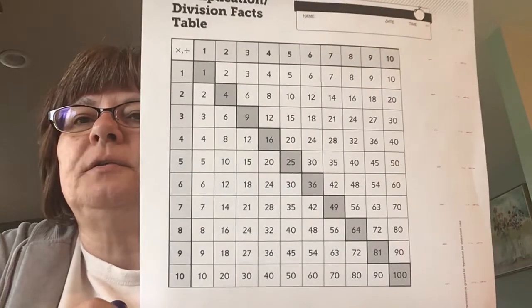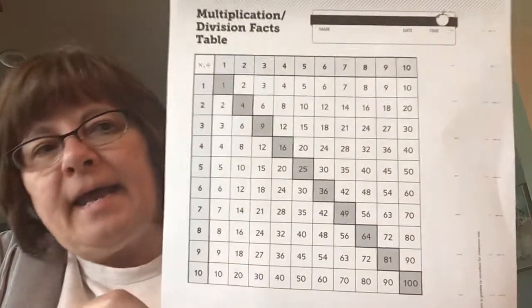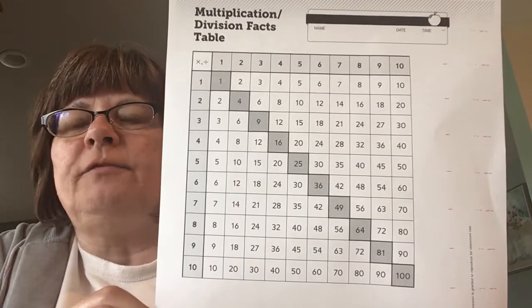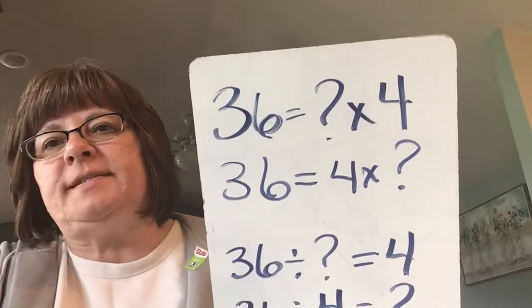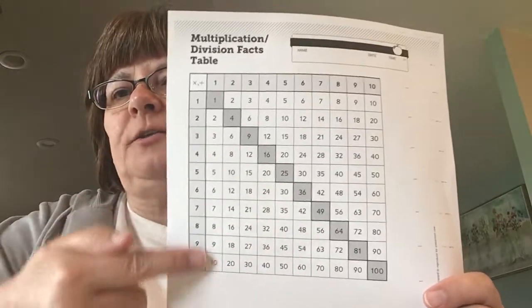Now another thing that can help you is something I always tell you not to use, but in this case we're going to look up factors. So if I had the answer of 36, for example, like we just did, and I wanted to find factors of 36, I could use this multiplication table. And the products are all in the middle, remember, and the factors are on the sides.